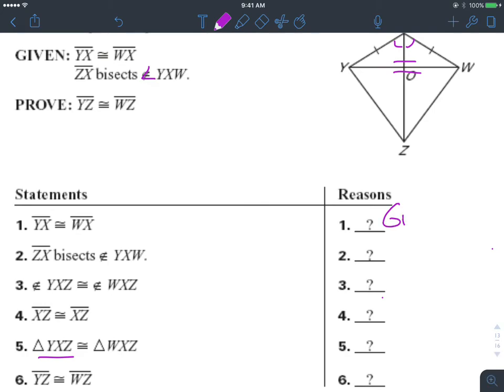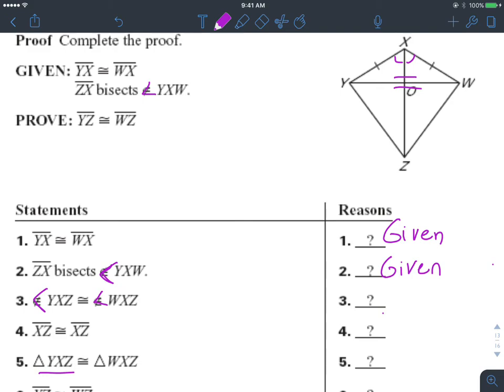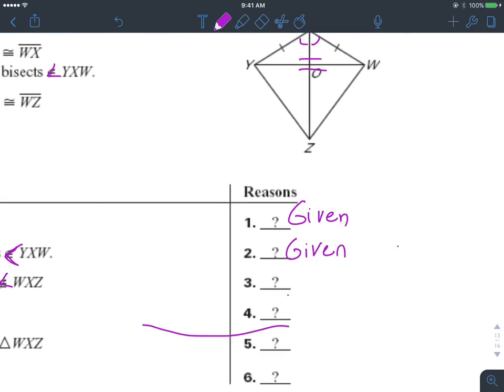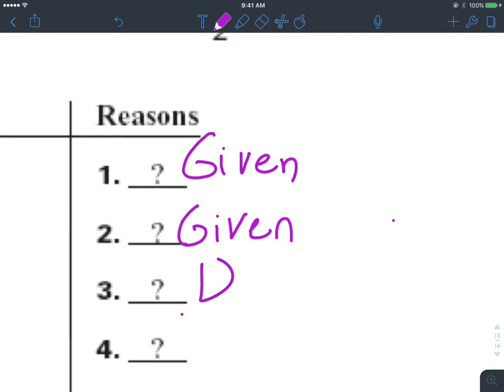The first thing here, I think they gave us that, so that's given. Second thing, given, because you have an angle bisector. It's supposed to be an angle sign. Not sure what happened there. Typo. Sometimes Word doesn't like our symbols. Notice that the little angles, you have YXZ is congruent to WXZ. All right, and that's because you have the angle bisector. So if you have an angle bisector and then you have two congruent angles, you just put that's the definition of angle bisector.